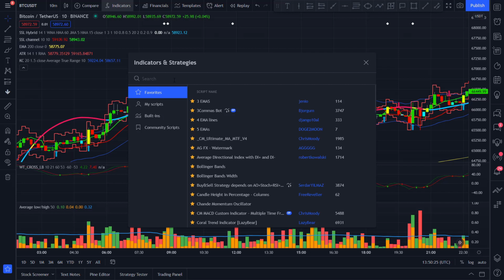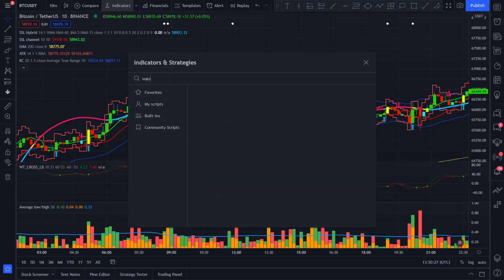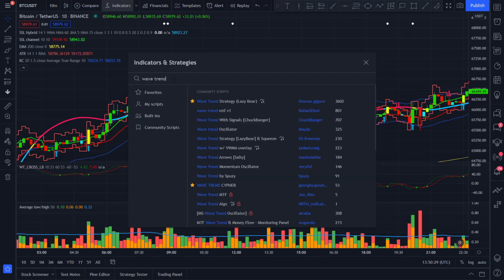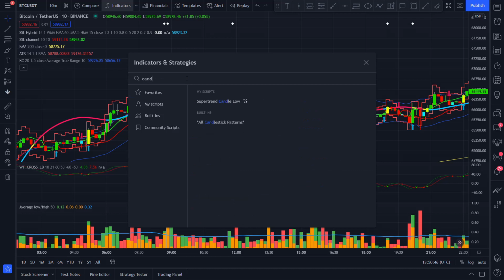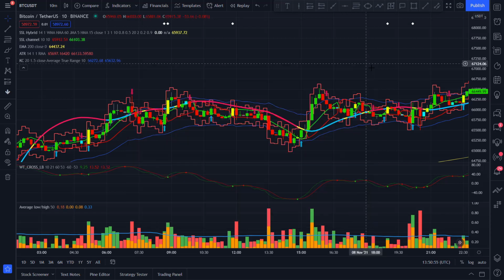One of my favorite entry indicators is going to be the wave trend. Click on this one. And the last one is going to be a filter for the candles. It's called candle height in percentage. So click on this one. Now let's go over all of the settings.